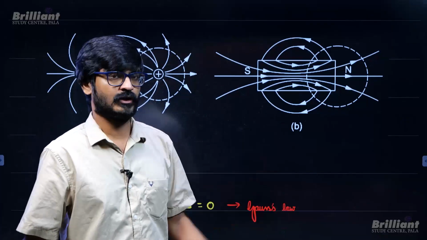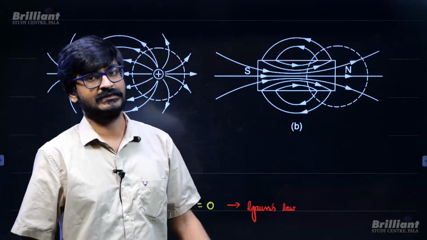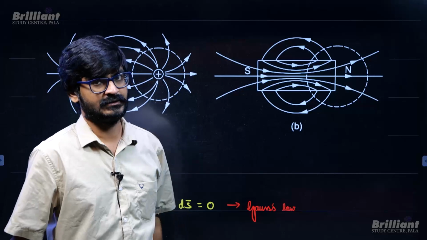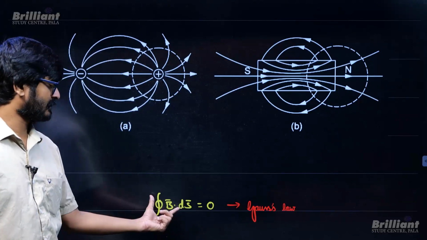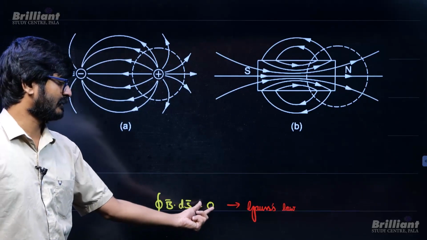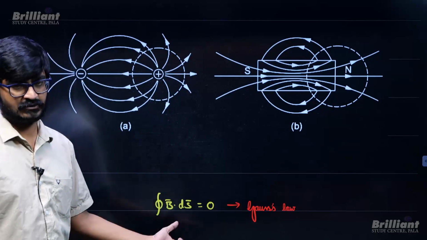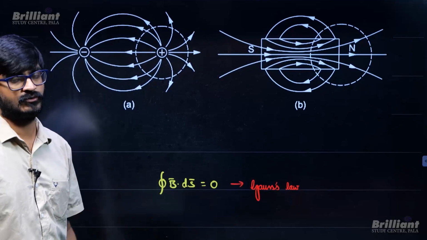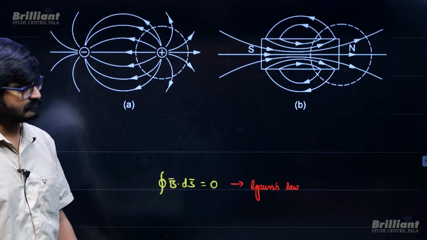No matter how small an element you take, they will always exist in pairs. Net is going to be 0, right? The other way of saying it is integral B bar dot dS bar equals 0. That's Gauss's law. Or the other way of saying it is magnetic monopoles don't exist.